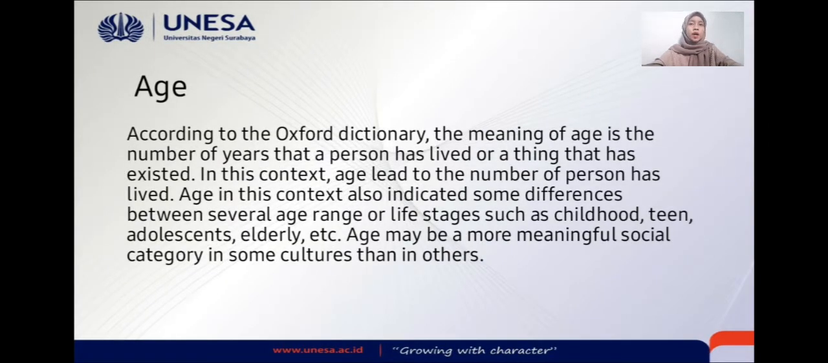The next one is about the definition of age. According to the Oxford Dictionary, the meaning of age is the number of years that a person has lived or a thing that has existed. In this context, age leads to the number of years a person has lived. Age in this context also indicates some differences between several age ranges or life stages such as childhood, teen, adolescent, elderly, and the others. Age may be a more meaningful social category in some cultures than in others.